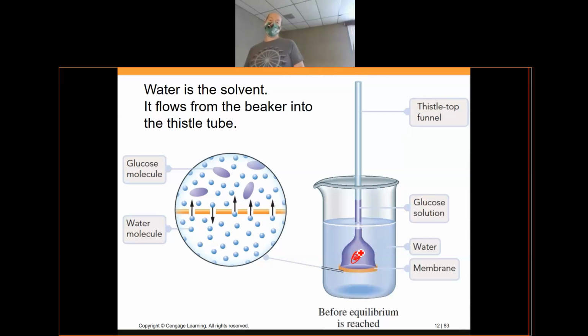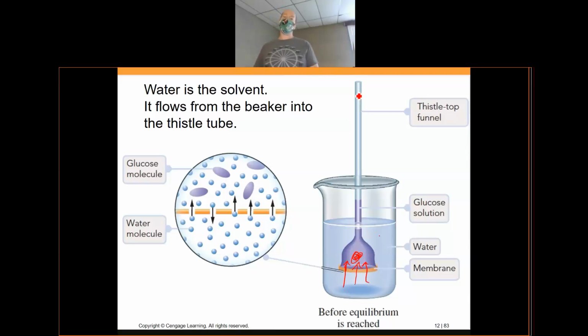All right, so what is going to go through your membrane is water, and it wants to equalize the concentrations. Well, this is pure water, which has no glucose in it. And so the water is going to continually go into this glucose solution, which is going to push your glucose solution up the thistle tube.